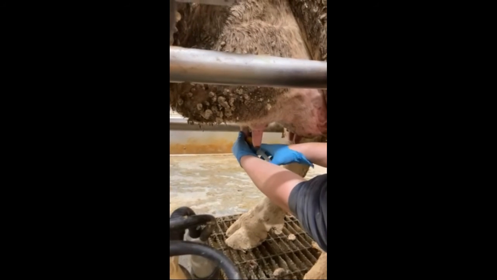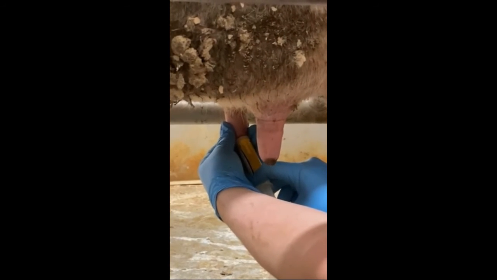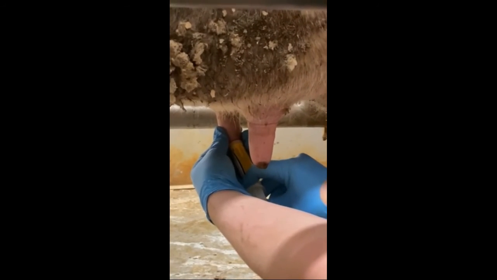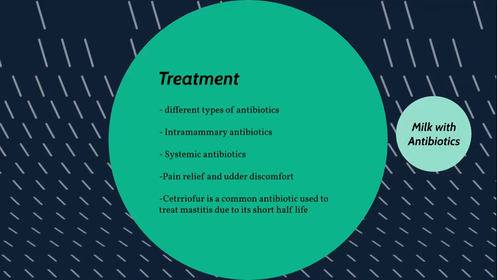And in this video, you can see us administering the Spectramast right into the teat. So that's what it looks like. Angel doesn't like it too much, but it just goes in there and clears it up. And here's the udder mint I was talking about. It's like Icy Hot for the udder. It just helps alleviate the pain.